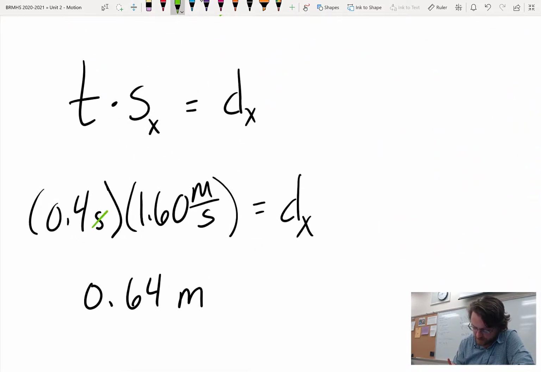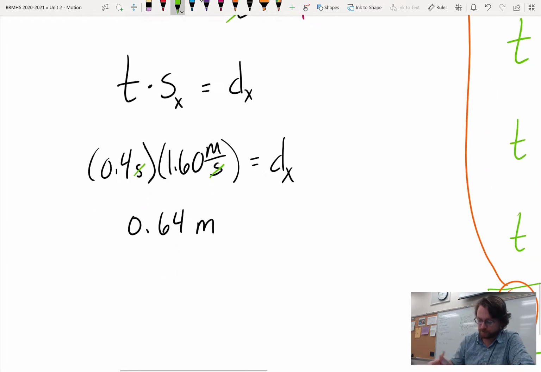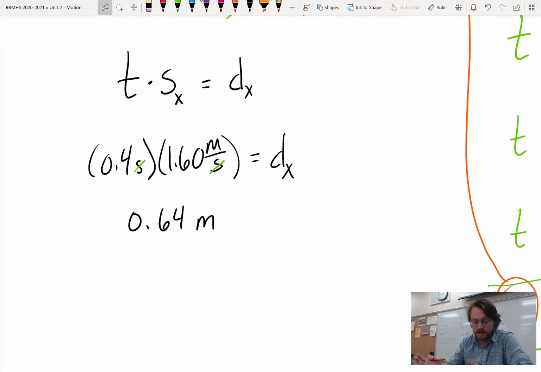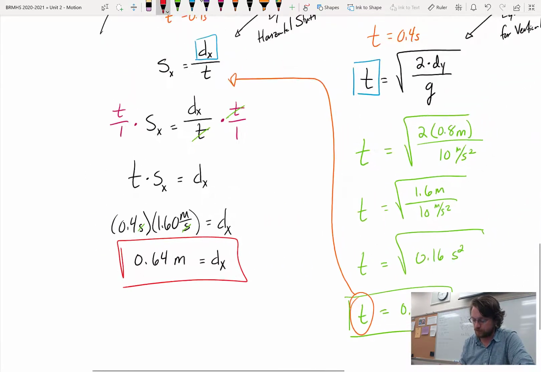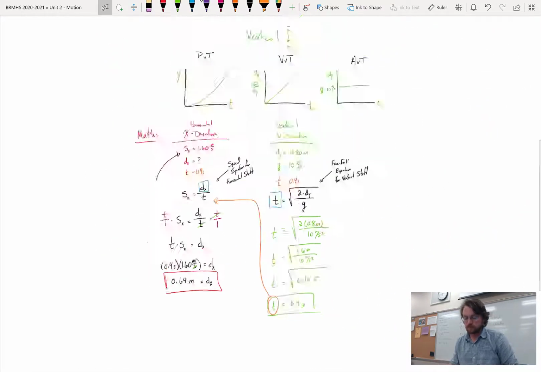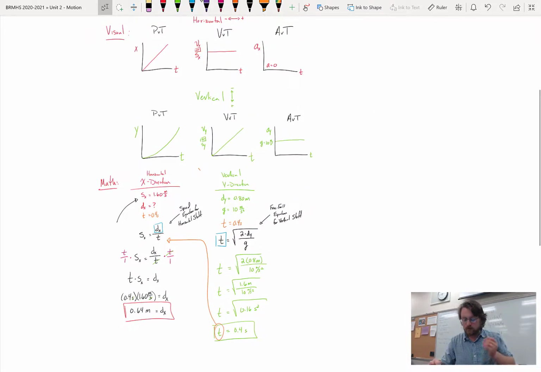Look at our units here, because I wrote them in. I have seconds in the numerator, seconds over 1, canceling with the seconds in the denominator. So I'm just left with meters. That's good, that's a unit you want for distance, meters or centimeters. Okay, so that's the distance in the x direction. This is something about the horizontal stuff that we're solving for. And there we have answered both parts of the question we were asked to solve for.